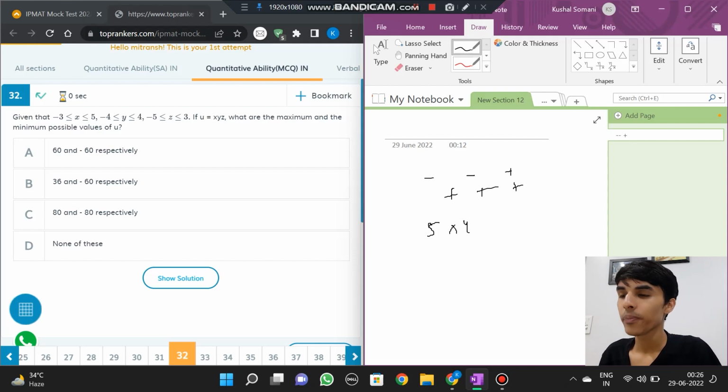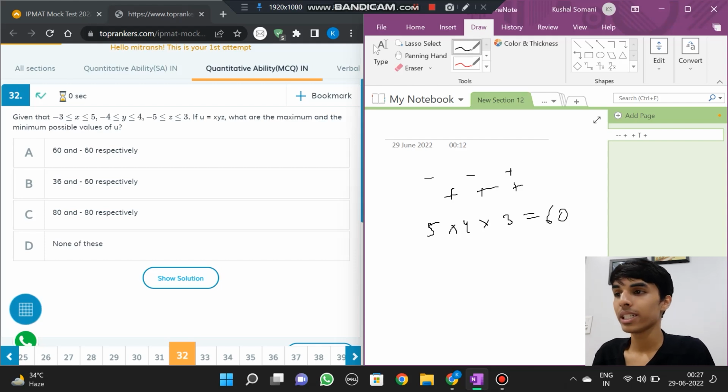And for z, the negative part is higher, but it is equal to x. So even if we take a negative part in both x and z, or the positive part in both x and z, because y is equal for both negative and positive, it depends on x and z. But if we take the negative value from x and the negative value from z, it will give the same answer as taking positive values from both x and z, as the maximum value of x is 5 and the minimum value of z is minus 5. So the maximum value of x, y, z will be nothing but 5 into 4 into 3, that is equal to 60.